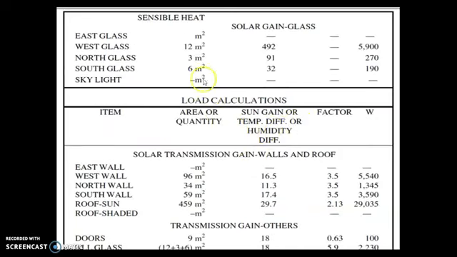Next, the sensible heat calculation. First, the solar irradiation: east side glass, there is no solar radiation. West side glass, the value is 5900 watt per meter square. North side glass 270 watt per meter square. South side glass 190 watt per meter square. Next, the solar transmission gain through wall and roof. Next we are going to consider the heat transfer through the walls and roof. So we calculate all the values in watts.